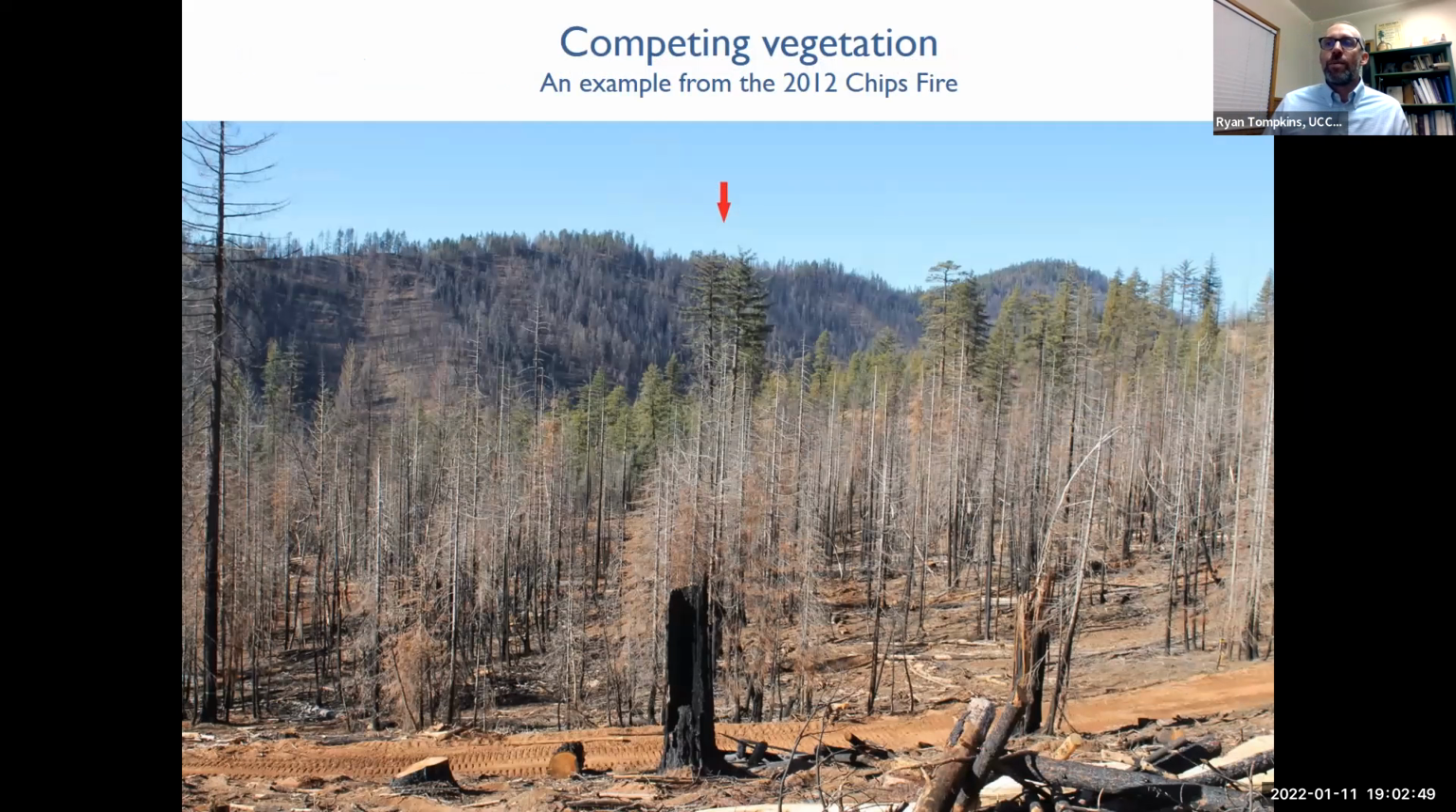Here's another example from the 2012 Chips fire. This stand was actually salvaged, where we took out all the merchantable material, with the exception of the material that we wanted to retain for our snag retention and wildlife habitat requirements. However, you can see this sea of submerchantable small material, which did not pay its way out of the woods, and represents the development of a fuel profile that would be pretty problematic in the first decade or two.